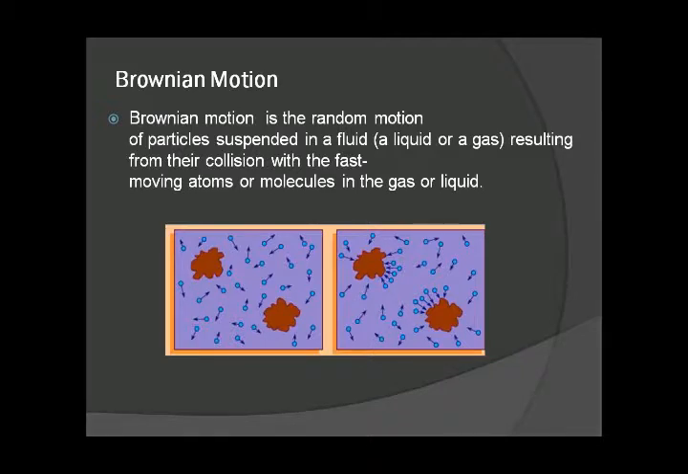Now we're at Brownian motion. Brownian motion is the random movement of particles suspended in a fluid, a liquid or gas, resulting from their collision with the fast moving atoms or molecules in the gas or liquid. This is a picture of how Brownian motion operates.